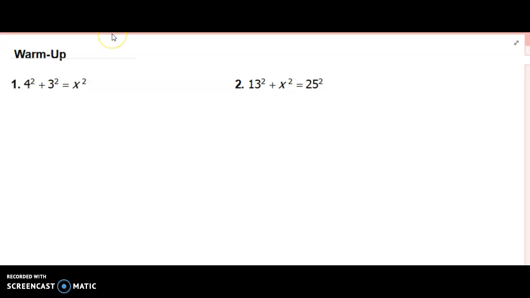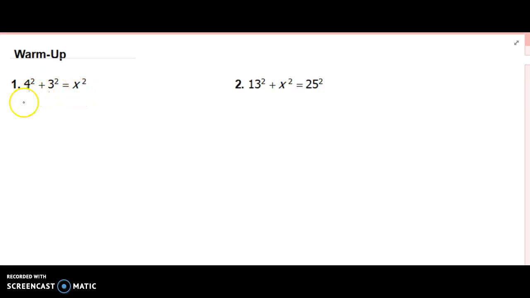All right, so section 1 is just the Pythagorean theorem. So hopefully section 1 at least is somewhat review for you, but we're going to go over it. So just to warm up, we're going to just do some algebra. Now, 4 squared plus 3 squared equals x squared.